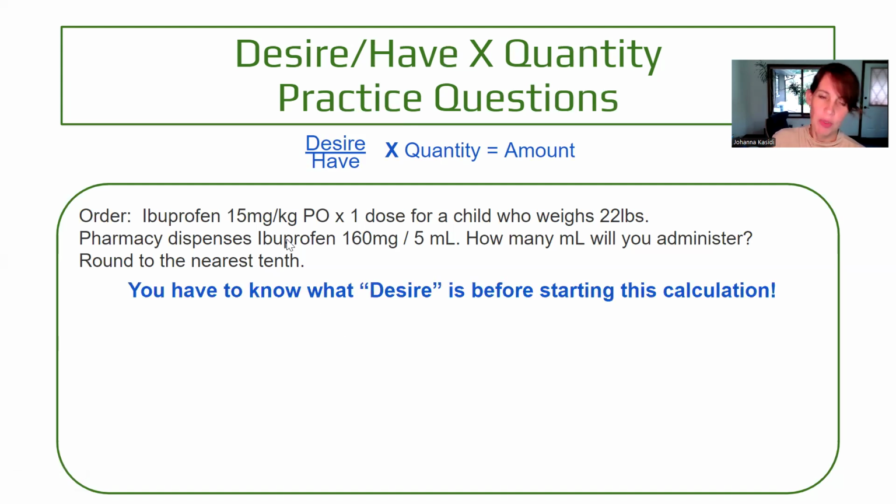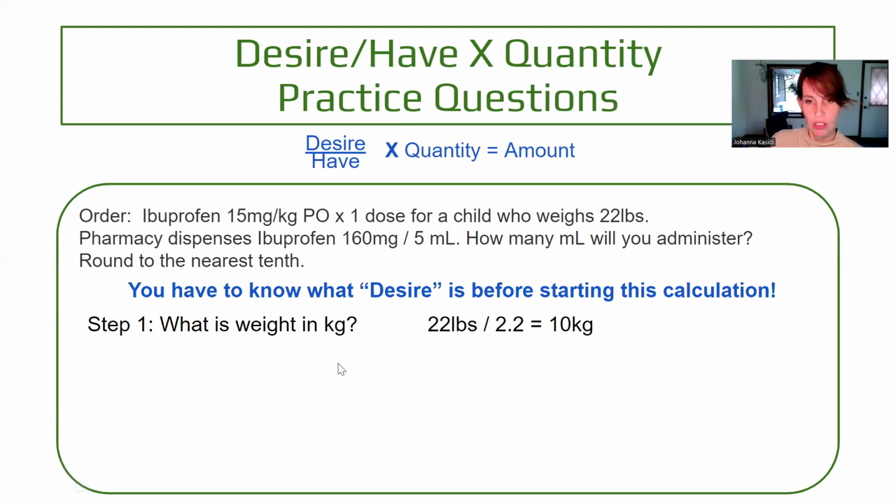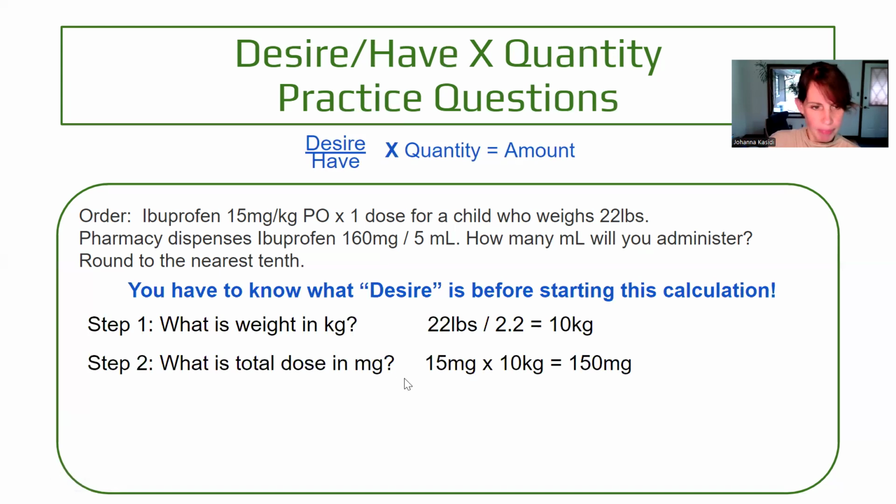You have to know the desire before you can start calculating. We don't have any idea how much the total dose we're going to give is, because it's 15 milligrams per kilogram. And we have to know the kilograms and then multiply that by 15 milligrams to get the actual dose. So first we're going to get the correct weight. And then we're going to multiply, it's 10 kilograms. We're going to multiply that by 15. So what we desire is 150 milligrams.